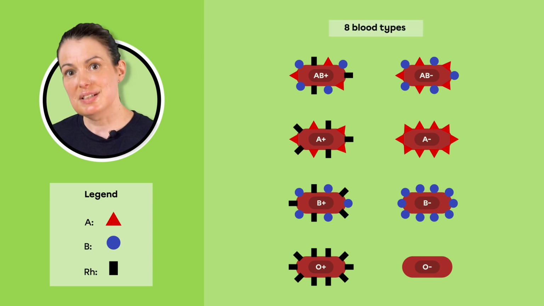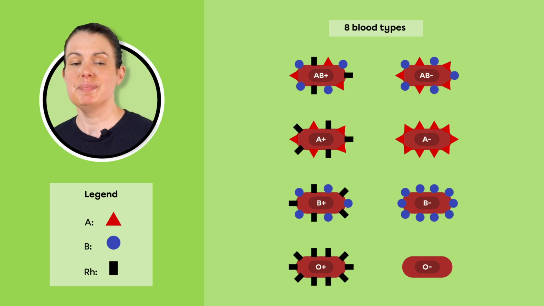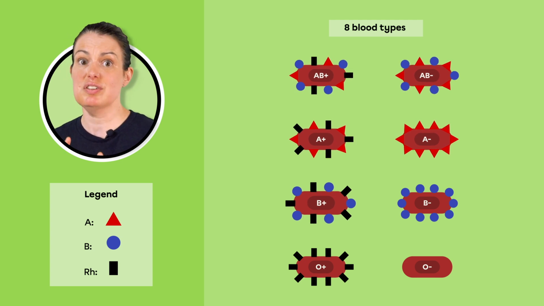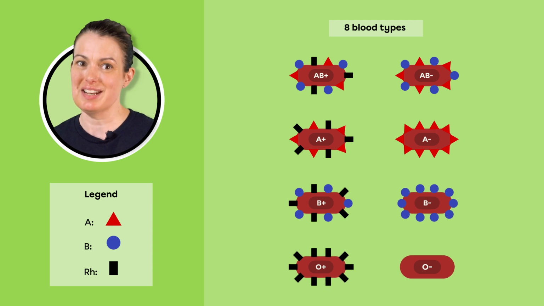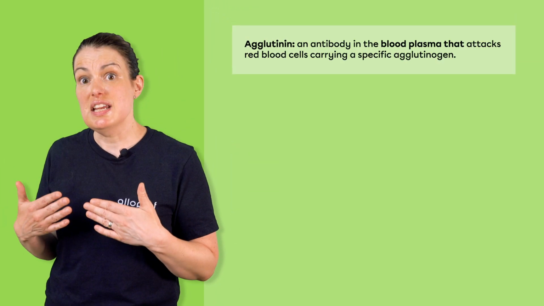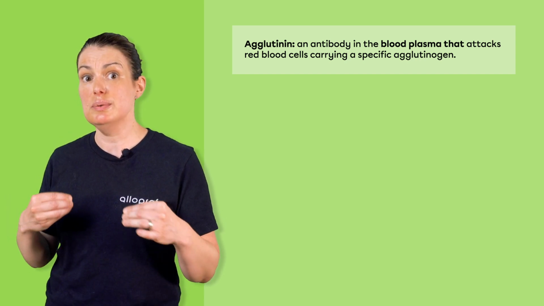A total of 8 blood types are possible based on the agglutinogens A, B, and the rhesus factor: AB positive, AB negative, A positive, A negative, B positive, B negative, O positive, O negative. Not all blood types are compatible with each other. For example, a person with type A blood cannot receive blood from a person with type B blood. What causes this incompatibility? It's the agglutinins. An agglutinin is an antibody in the blood plasma that attacks red blood cells carrying a specific agglutinogen.